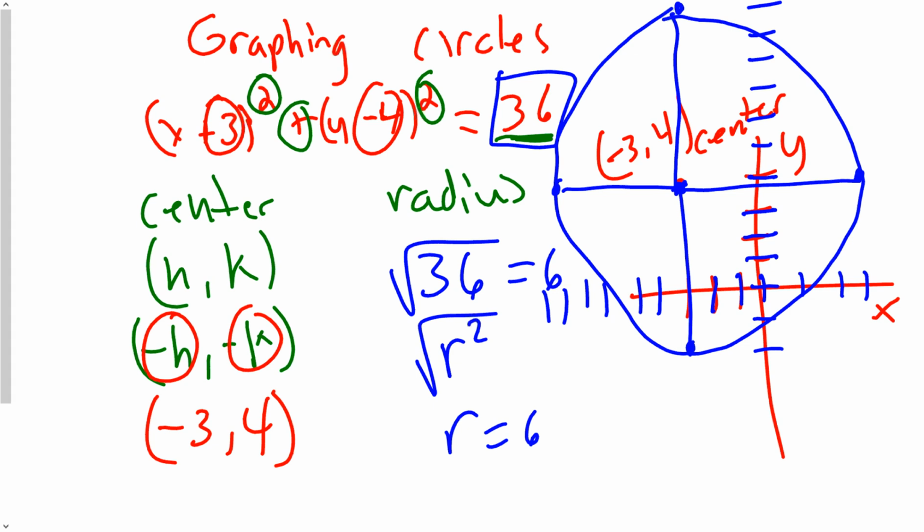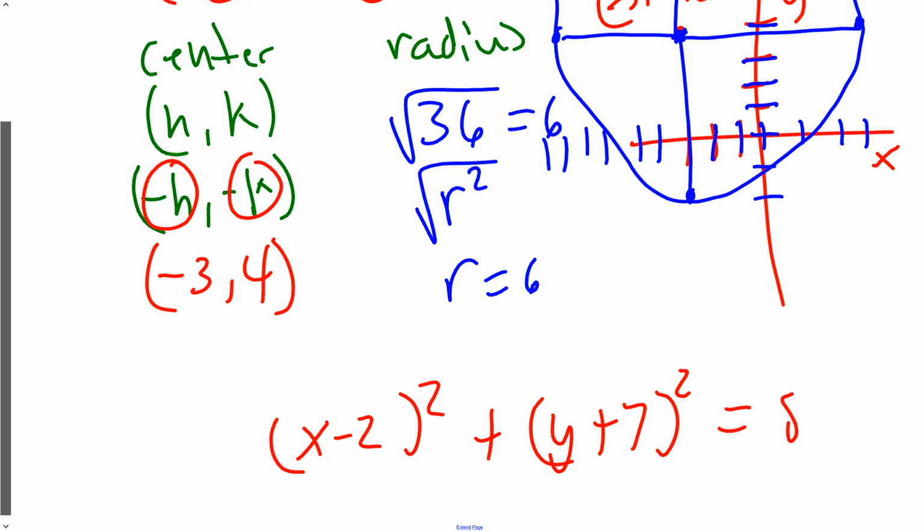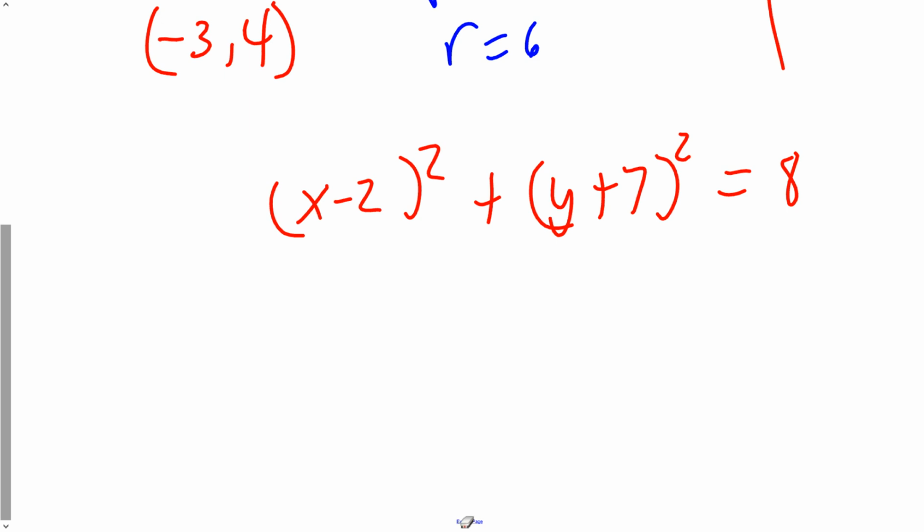Go ahead and try this one. How about you graph this one? x minus 2 quantity squared plus y plus 7 quantity squared equals 8. Since it equals 8, you're going to have to take the square root of 8, so you might have to get out a calculator and do that and then estimate. It's 2 point something, 2.8 or 2.7, so you'd go over 2 and then almost all the way to another point when you're actually graphing that circle. Okay, so go ahead and try that. Go ahead and pause the video and then I'll give you the answer.